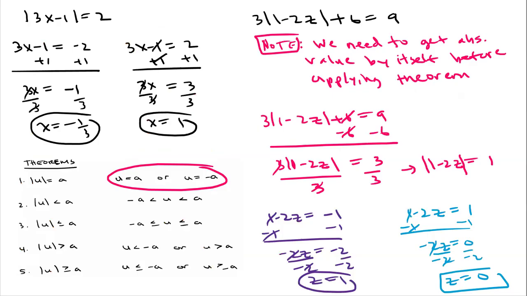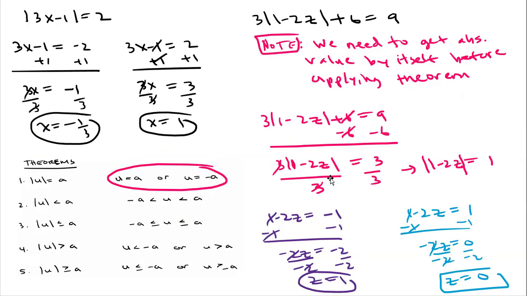Okay. Now, the one thing about absolute value which I cannot emphasize enough, is that again, students make it more complicated than it needs to be. You need to get the absolute value by itself in order to apply the theorem. So again, in order to apply the theorem, you have to get the absolute value by itself.